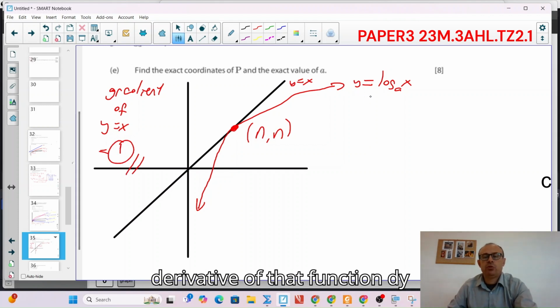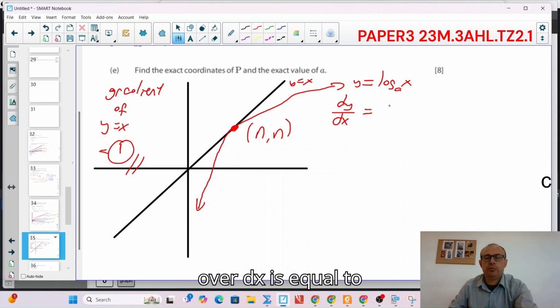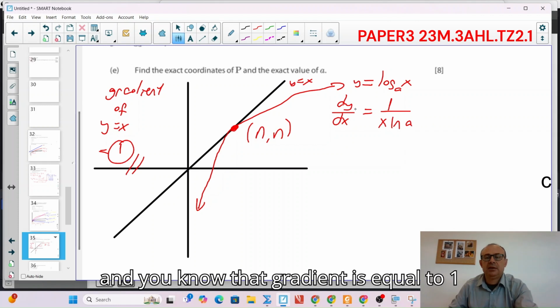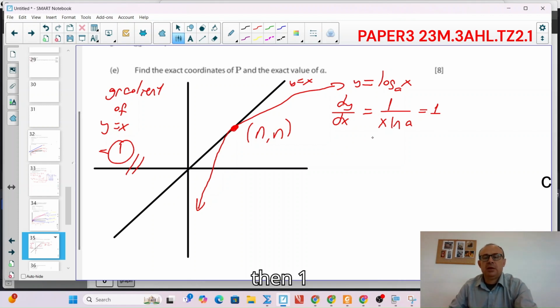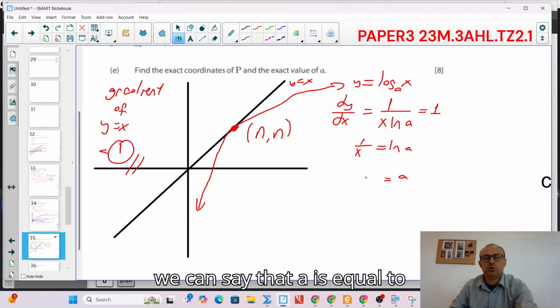So let's take the derivative of that function. dy over dx is equal to 1 over x ln a. And you know that gradient is equal to 1. So this derivative must equal 1. Then 1 over x is equal to ln a. And we can say that a is equal to e to the power 1 over x.